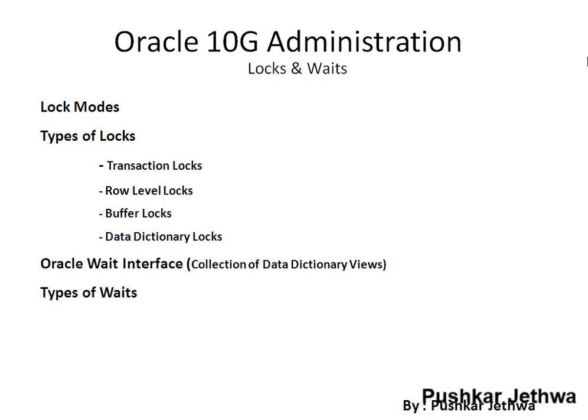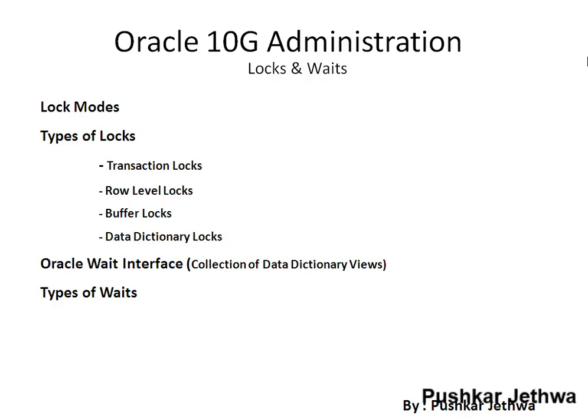Consider a scenario where 100 transactions are trying to access the same data. There is a lock by each session, and until that session completes or applies the commit or rollback, all the other sessions will be in the queue. So this is known as the locking mechanism.